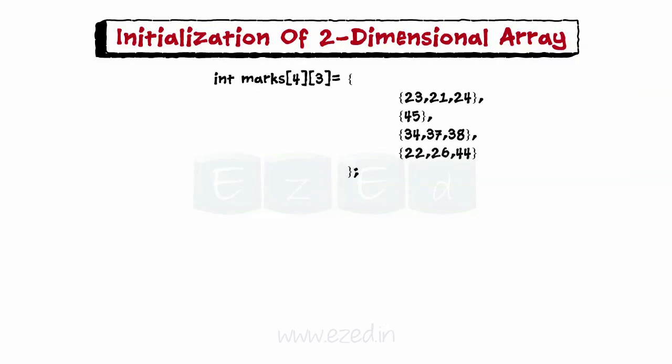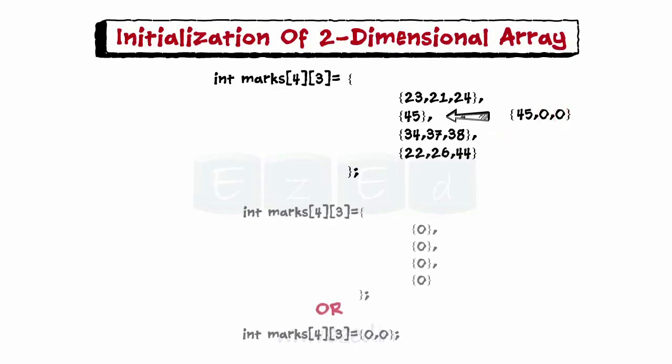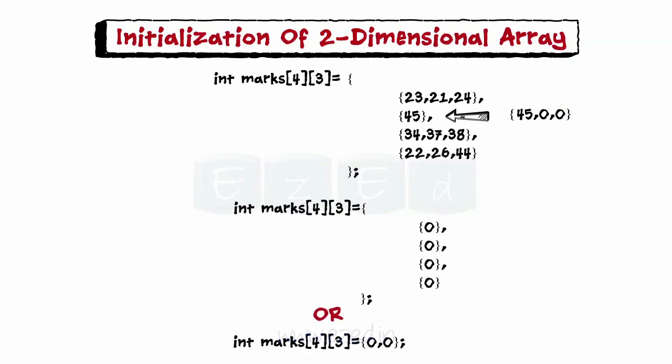When the array is completely initialized with all values, the first dimension can be ignored. So, if values are missing in the initializers, then extra zeros are automatically added to the array elements. The compiler automatically assigns 0 to marks[1][1] and marks[1][2]. When we want to initialize all the elements to 0, we can use the following shortcut.